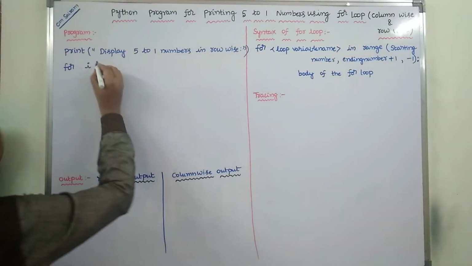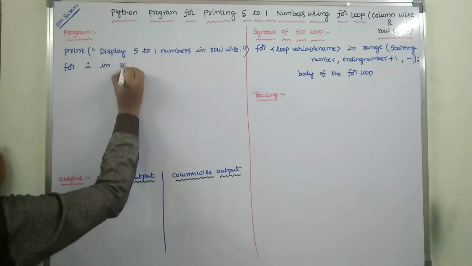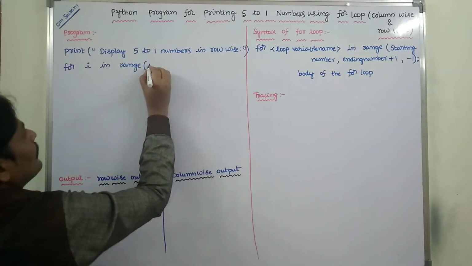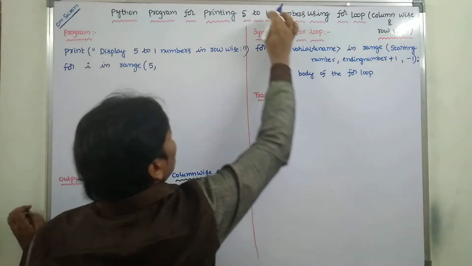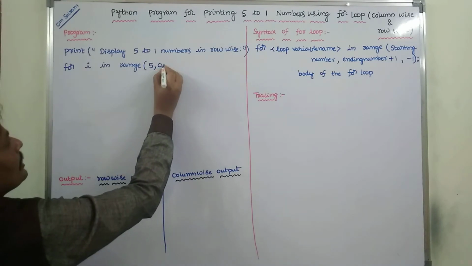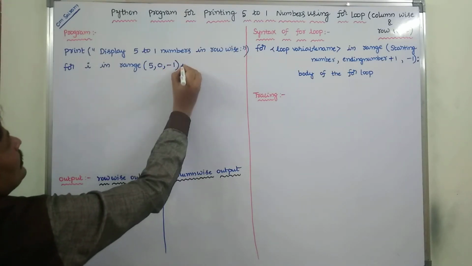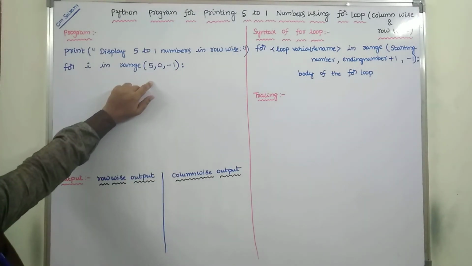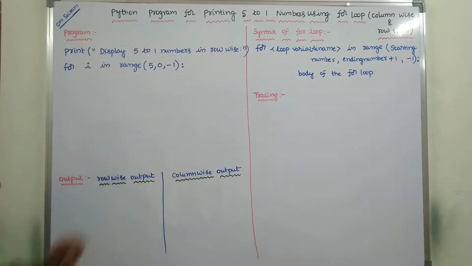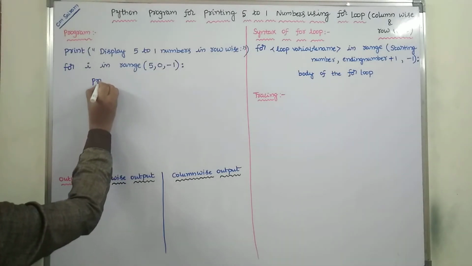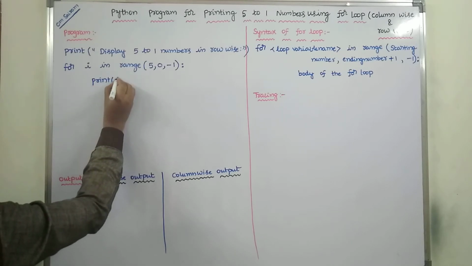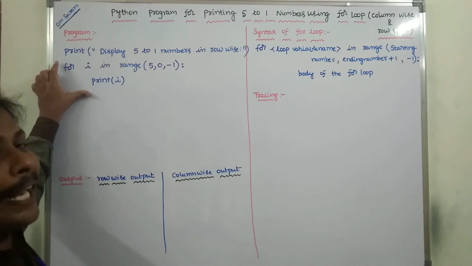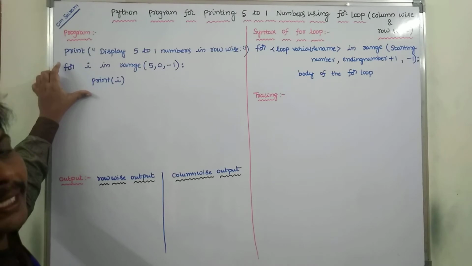Next, in range, starting number is 5. Ending number plus 1: after 1, what is the next number? That is 0. Next, minus 1. So here minus 1 represents we have to print the numbers in descending order. Okay, put colon. Next, print I. Okay, so this is the program for printing 5 to 1 numbers in descending order.